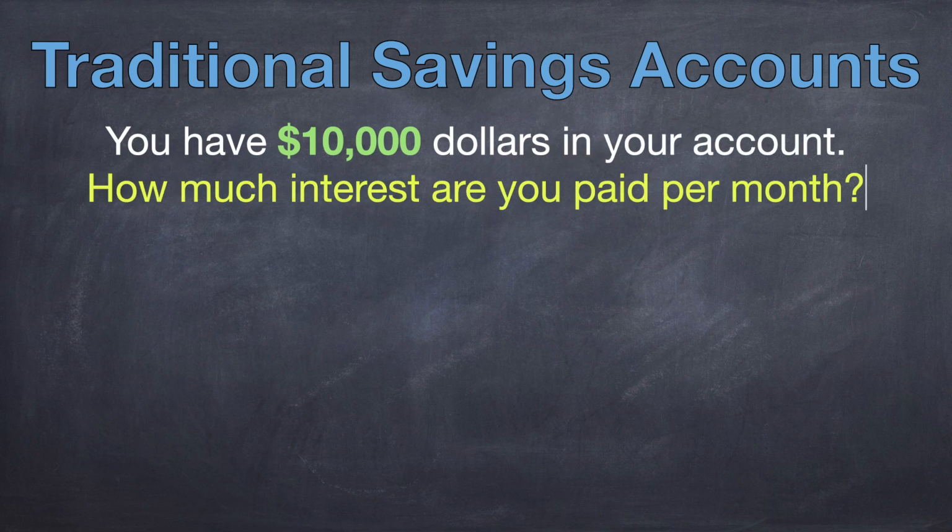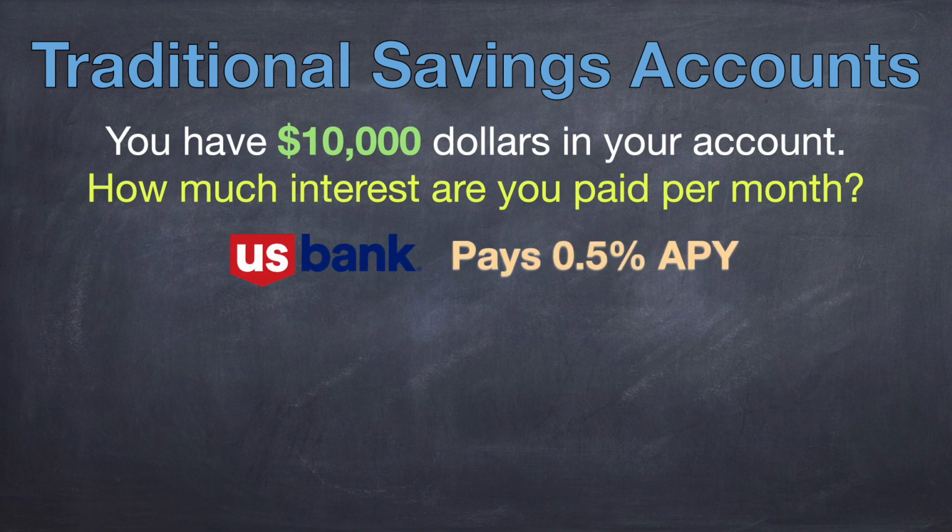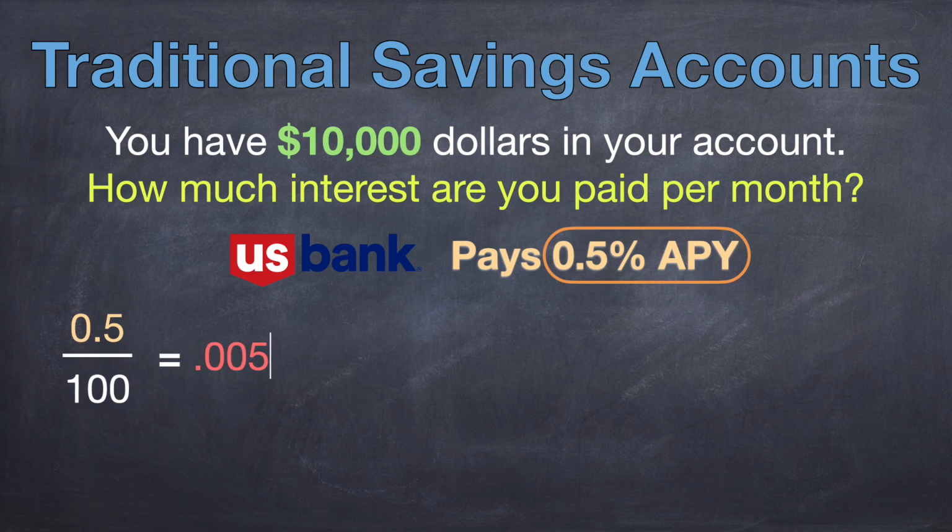savings account. We're going to answer this question of how much interest or extra money are you paid per month. So let's say you have a US bank account that pays 0.5% APY. So we're going to figure out how much interest you're going to get paid per month from this account. And so what you do is you take that interest rate of 0.5% and you're going to divide that by 100. And that's going to give us 0.005, and we're going to use this number as our multiplier.